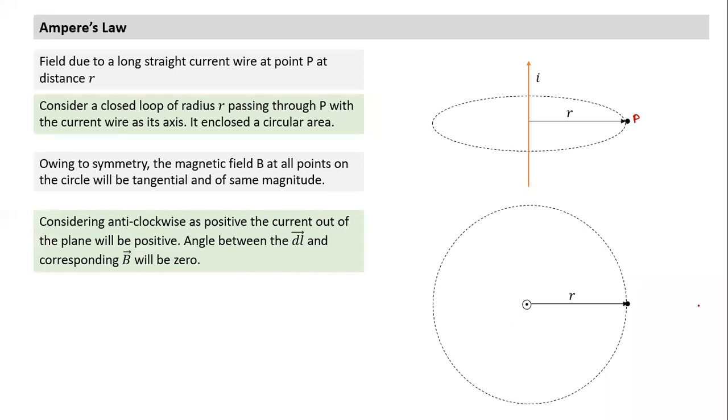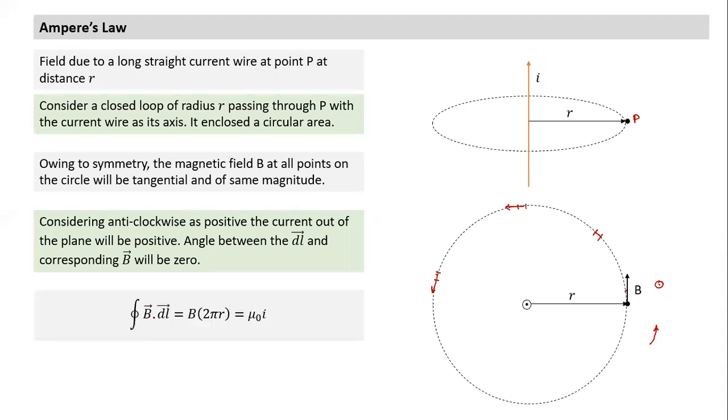Consider anti-clockwise as positive. If I take a dL vector here, the positive direction is this way. If I take this small dL, I'm going to move in the anti-clockwise direction. Then the angle between dL and the corresponding B will be 0. If this is the B direction and this is the dL direction, not only at this point but for any small element I choose, the angle between them is 0, so it becomes easy to evaluate.